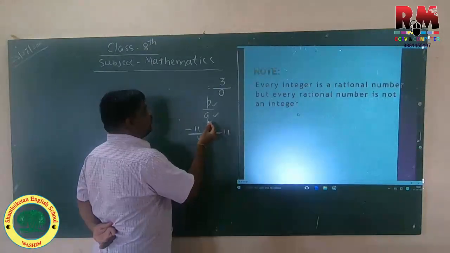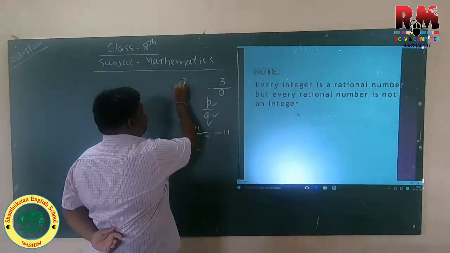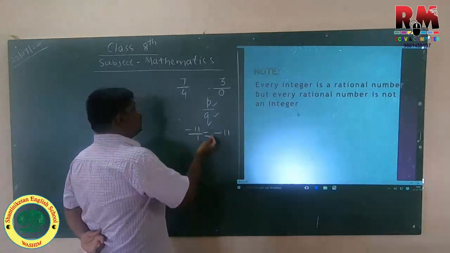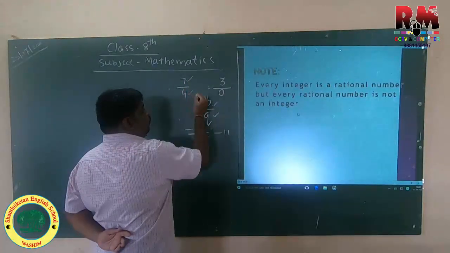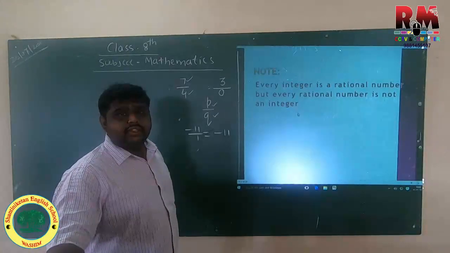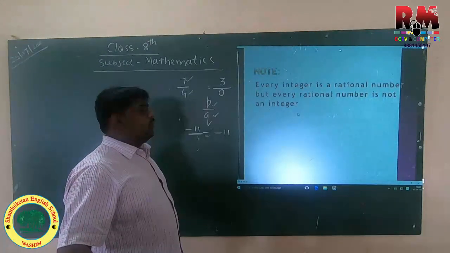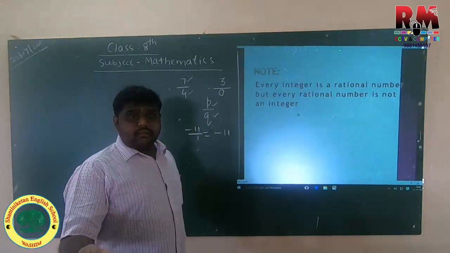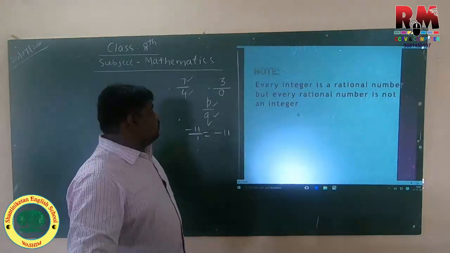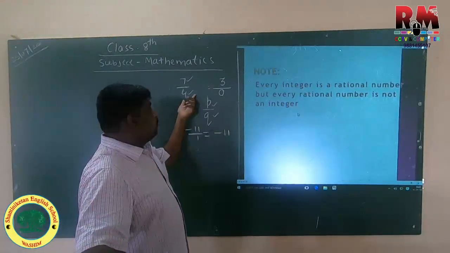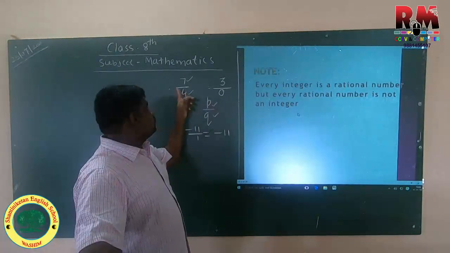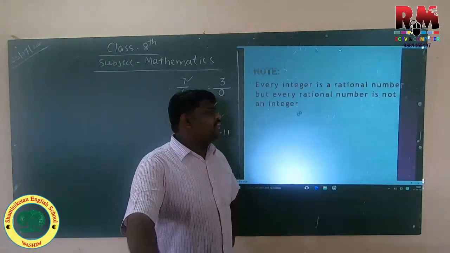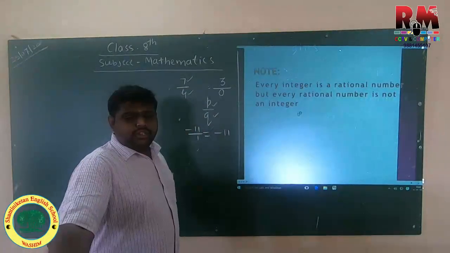Now if we consider 7 by 4, 7 by 4 is a rational number. Why is it a rational number? 7 is an integer, 4 is an integer, and integer upon integer is a rational number. But 7 by 4 is not an integer, because integers are whole numbers and negatives of the natural numbers. 7 by 4 is not a whole number and not a negative of a natural number. So 7 by 4 is not an integer. So every integer is a rational number, but every rational number is not an integer. Okay, next.